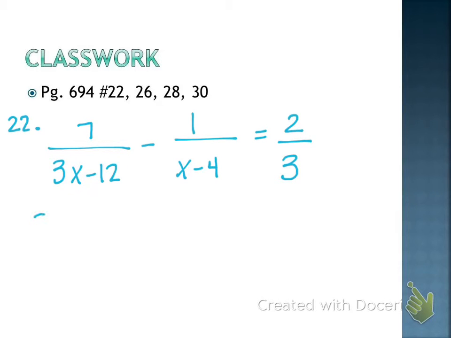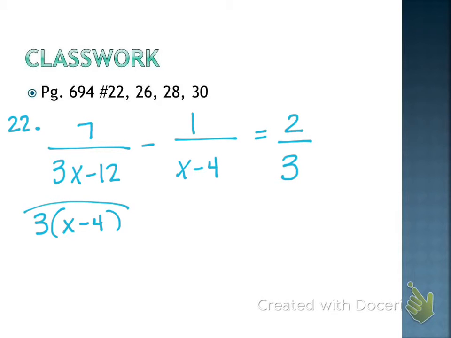Now, so if I pull my 3 on the outside, what am I going to have left in parentheses? 1x. X or 1x minus 4. Now watch this. This is going to make it so much easier for me to find a common denominator now. Because I've got 3 times x minus 4, x minus 4, and 3. So what would a good common denominator be? 3 times x minus 4.